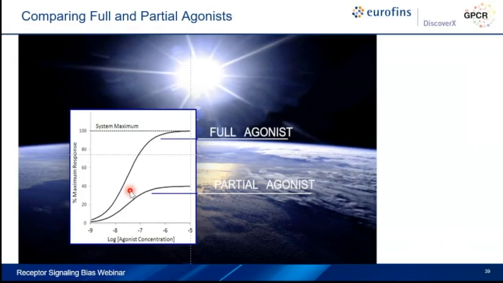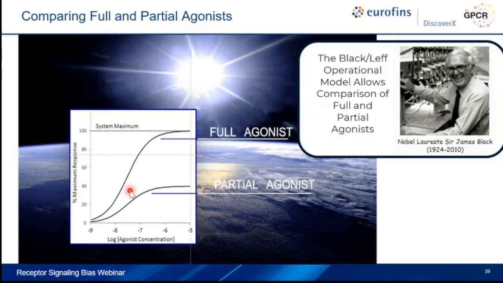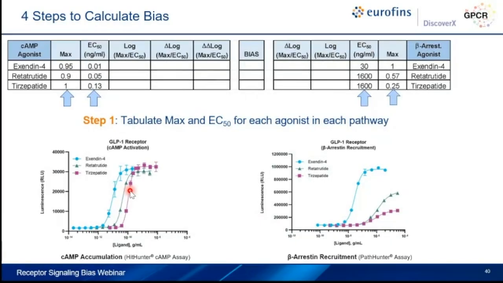It's difficult to compare a full agonist to a partial agonist, which is the main reason Black and Leff created the operational model. Before them, you could not compare these. This model allows you to compare full and partial agonists through various numbers, and the number that I will talk about is a transducer ratio.